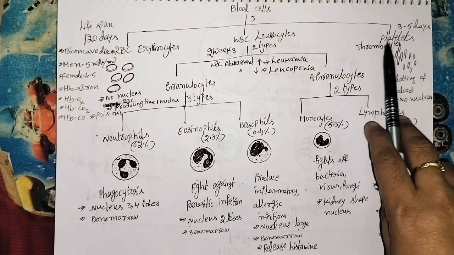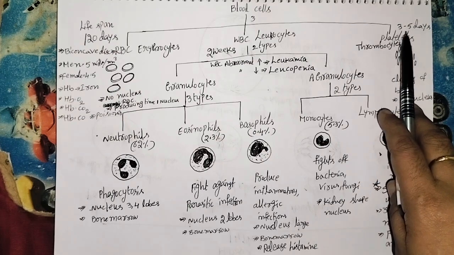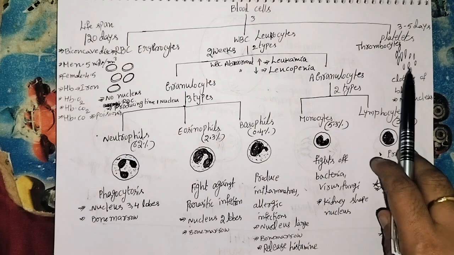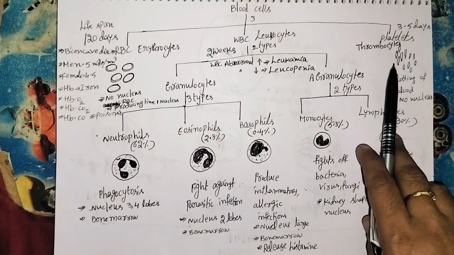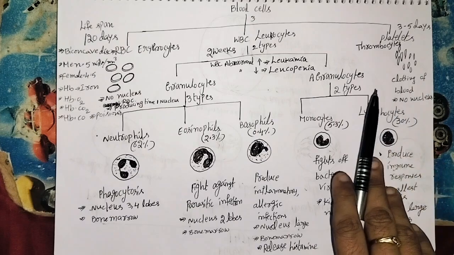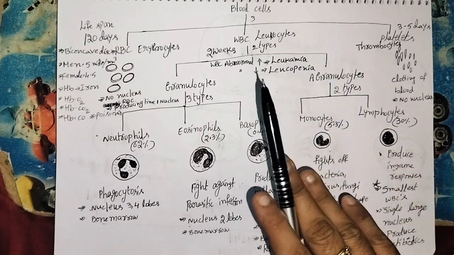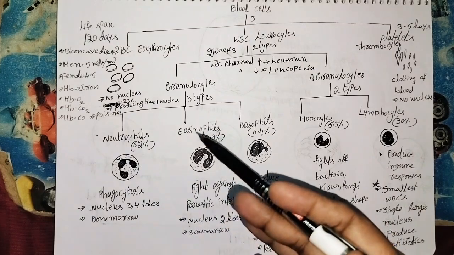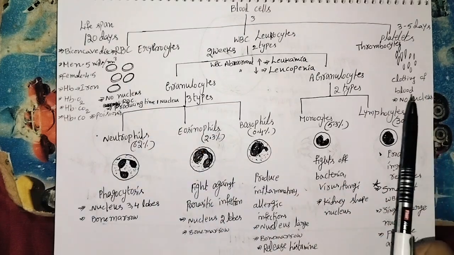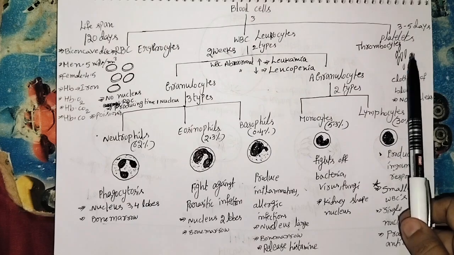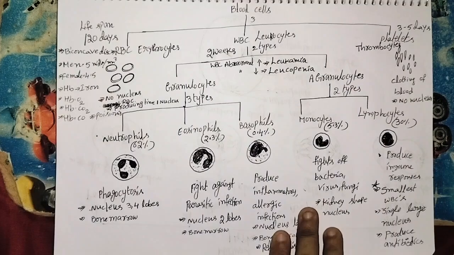Next one, platelets. Platelets are also called thrombocytes, and the lifespan is 3 to 5 days. These are the small platelets. There is no nucleus, just like RBC. But in the RBC producing time, one nucleus is present. But in the mature stage, there is no nucleus in the RBC. This is a very important point. What are the functions of the platelets? We know it is for blood clotting. So this is the main mind map of the blood cells.